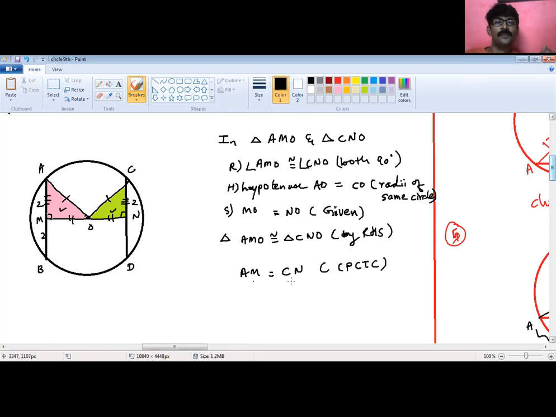Now, if AM is equal to CN, then obviously double of AM is equal to double of CN, isn't it? I just multiplied equation number 1 by 2 on both sides. So what is double of AM? Obviously AB. And what is double of CN? It's CD. So hence proved. Isn't it such a simple proof?